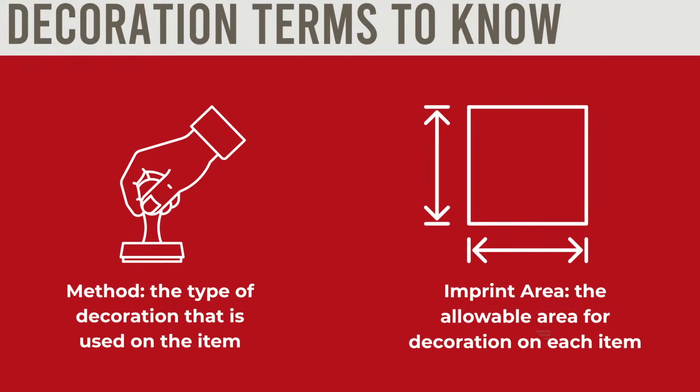So when we're talking about decoration terms, we want to know what type of decoration we're using. And we also want to talk about the imprint area. That's the allowable area for each decoration on each of those items. And every item that we put a logo on has some type of decoration area. And we'll explain where those come into play.